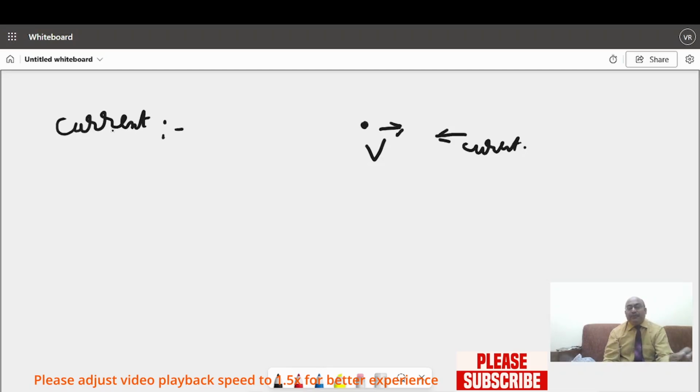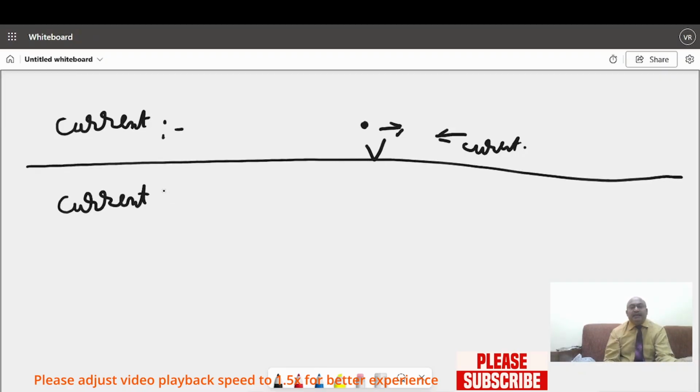If 6.242 into 10 to the power of 18 electrons pass through the imaginary plane, that is called the current. Once again I will explain. Current is represented by the letter I. Voltage is applied here, the mechanism. The current is the reaction. I is the reaction. Like that we have to remember. Using the coulomb as the unit of charge, the current in amperes can be determined using the following equation, because we already know from physics: current is equal to coulombs by time.